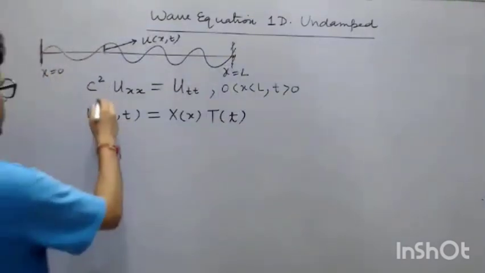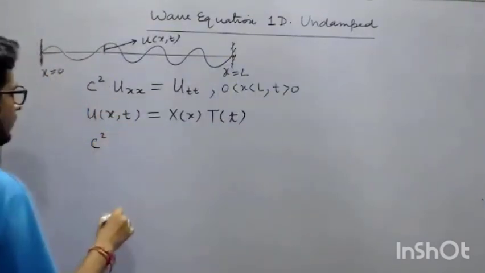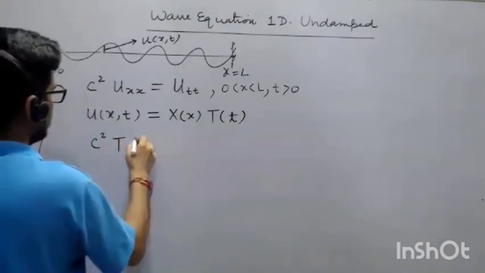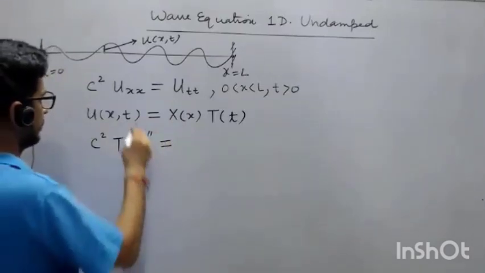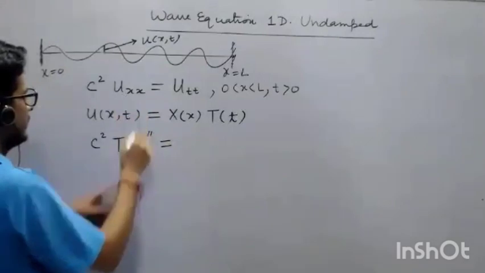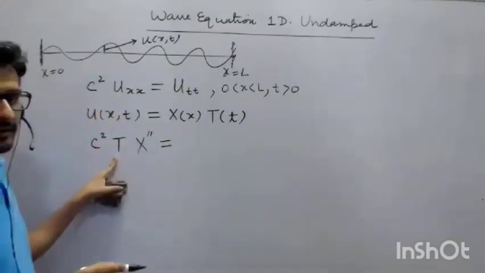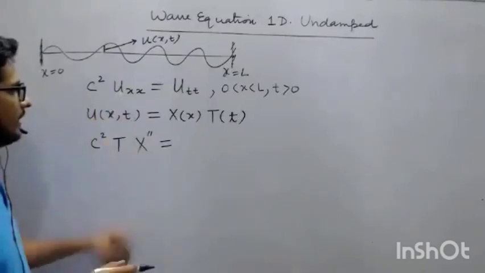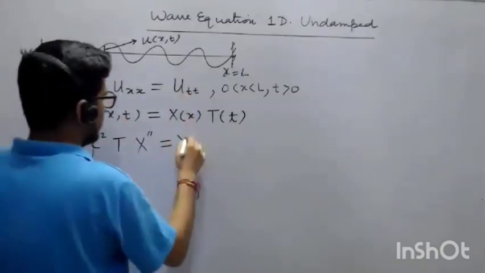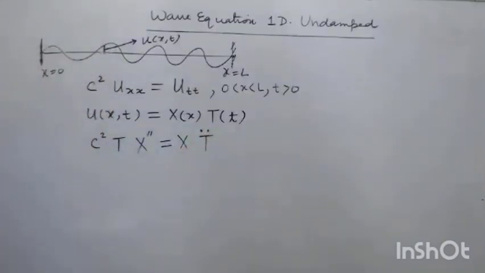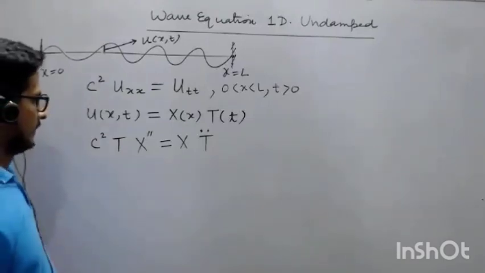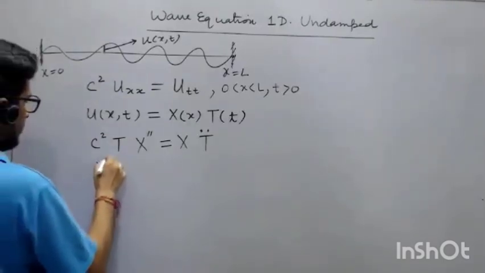So this will be given by c square t times x double dash is equal to, so here if you take the partial double derivative, t will just come out and the double derivative will be of x, and here x will come out, and the double derivative will be with respect to t. Everybody understands this? Yes, sir. Very good. So now separate the variables.